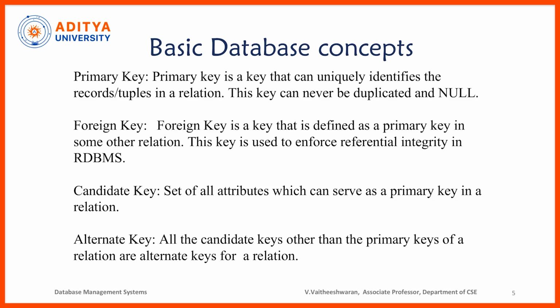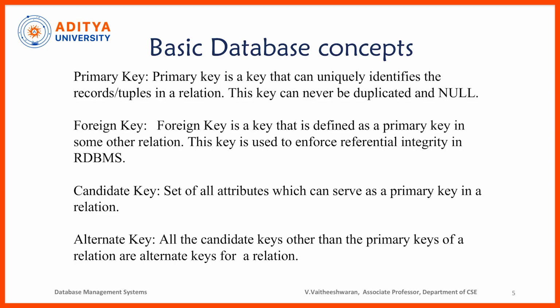Primary key. A primary key is a key that can uniquely identify the records or tuples in a relation. This key can never be duplicated or null. And foreign key. A foreign key is a key that is defined as a primary key in some other relation. This key is used to enforce referential integrity in RDBMS, Relational Database Management System.